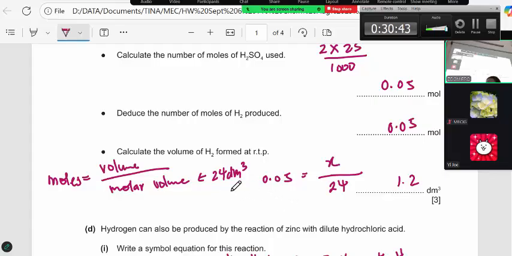RTP, oh, there. Room temperature pressure, RTP.